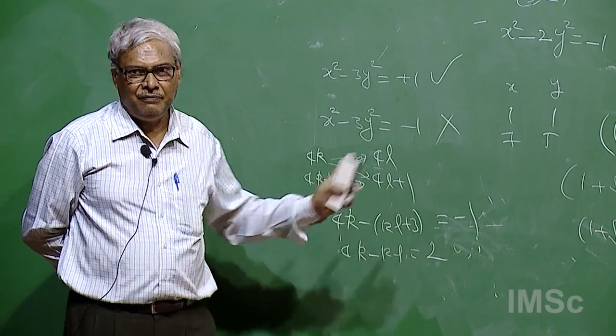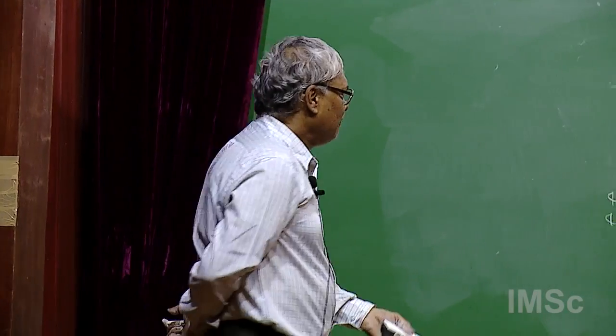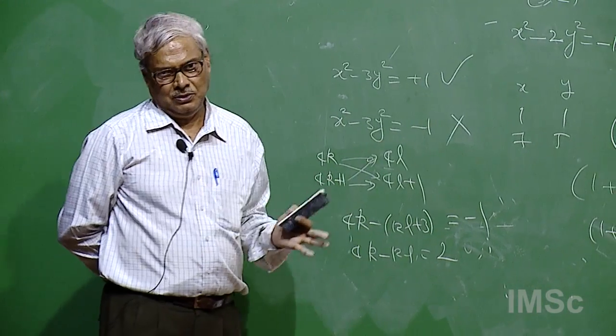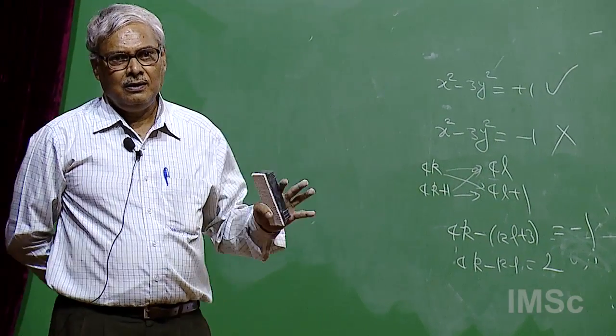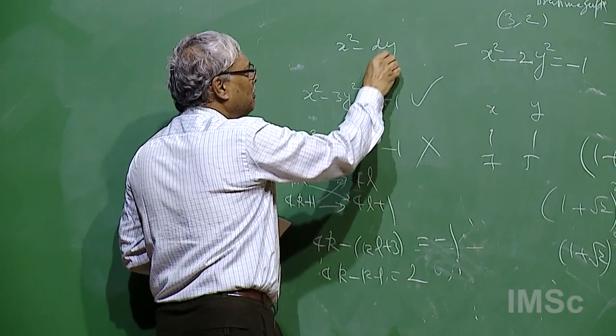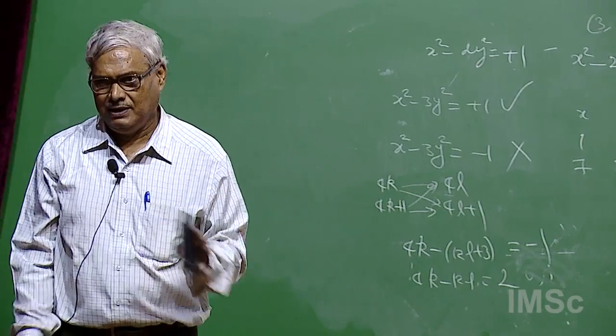Similarly, you can verify that the remaining combinations lead to impossible equations. Therefore, we conclude that x squared minus 3y squared equal to -1 has no solutions. So not all, but it's true that x squared minus dy squared equal to +1 will always have infinitely many solutions whenever d is not a perfect square.